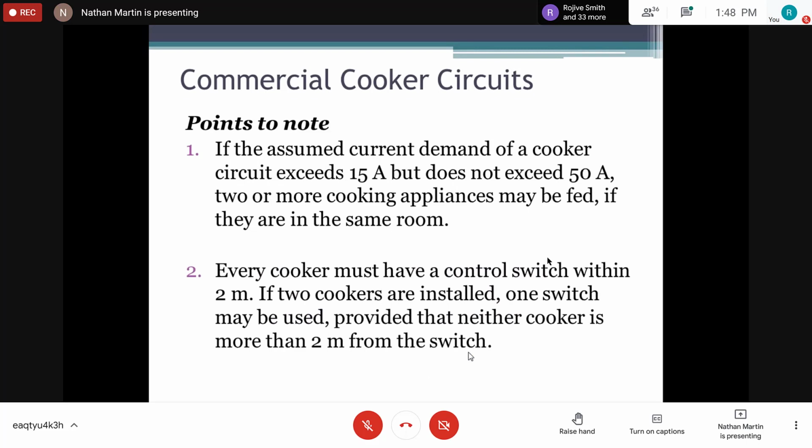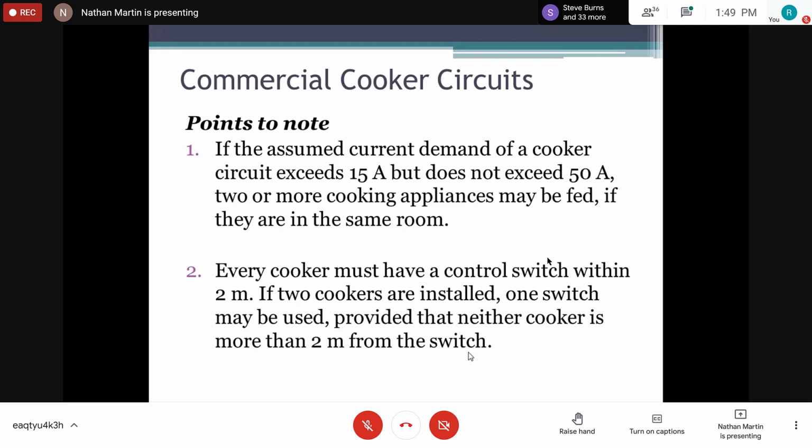Points to note about our commercial cooker. If the assumed current demand of a cooker circuit exceeds 15 amp, but does not exceed 50 amp, 2 or more cooking appliances may be fed if they are in the same room. So it means that if it's not over 15 amp, right, you can feed more than one appliance from that circuit.